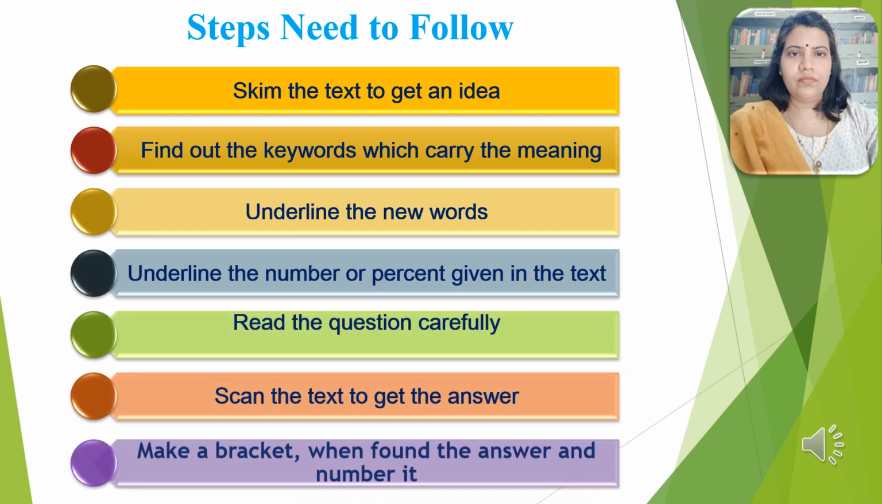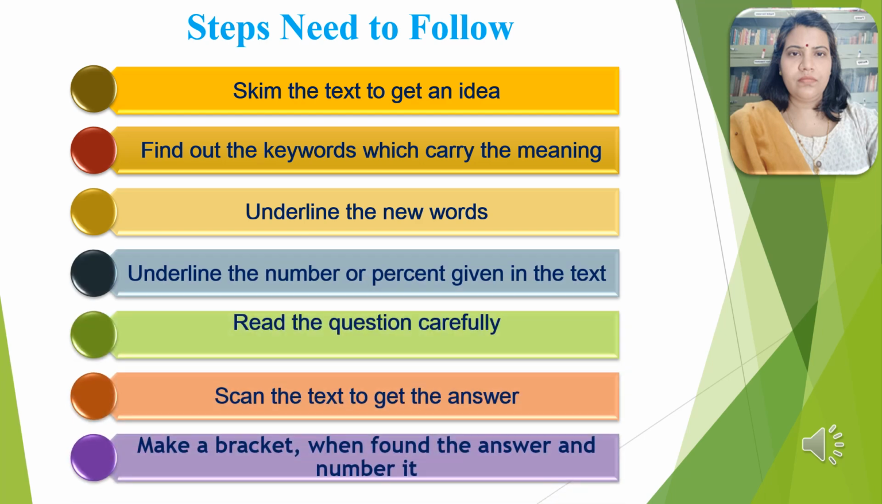Students, to attempt the unseen passage, you need to follow the following steps. Skim the text to get an idea. Skimming means fast reading. Find out the key words which carry the meaning. Underline the new words which are bothering you. Underline the number or percent or any figure if given in the text.